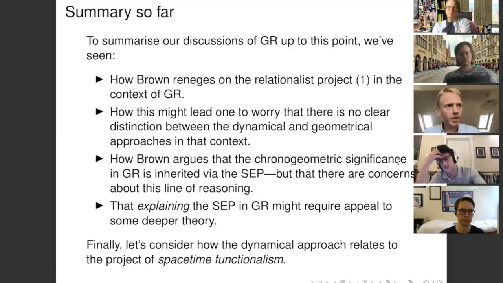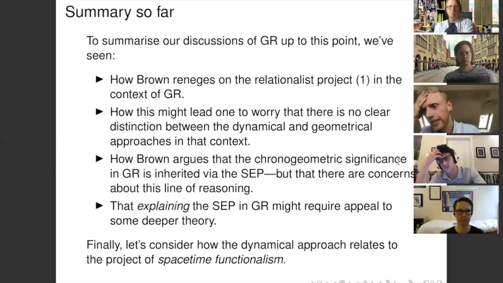And Brown is saying, so his, again, straw man version of the geometrical view would say that the metric field necessarily has chronogeometric significance in virtue of somehow the metric compelling rods and clocks to survey it. He says that's false, and I think that's totally right, but I don't think that many people actually hold that view. I think, in fact, like I said before, all parties would agree that whether this is true depends upon what you can do with rods and clocks.